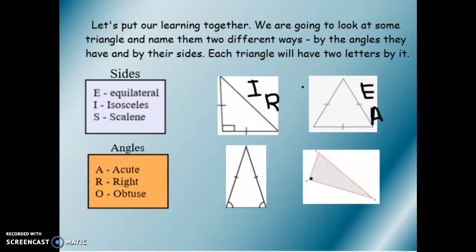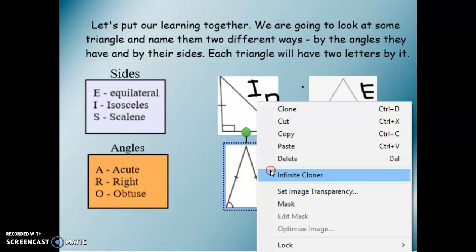All right. Triangle number 3. I see 2 tick marks. 2 sides are the same. Which word is that? 2 sides are the same. We know that is isosceles.